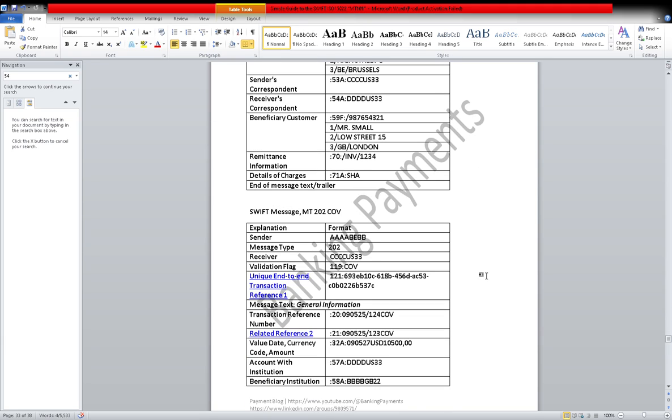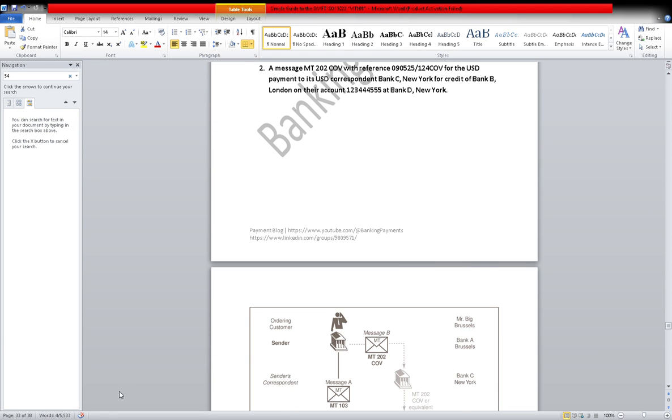Did you understand this 202 cover, right? I want you to understand this 202 cover. This is very good. Now I will read out whatever we have learned. This is a simple one: after the introduction and analysis of Swift cover and serial payment. Now I will try to read out.